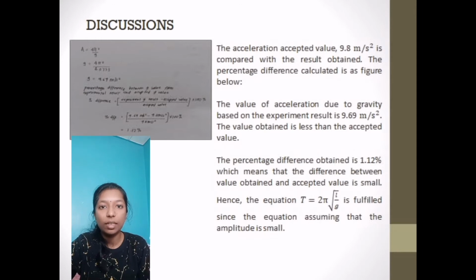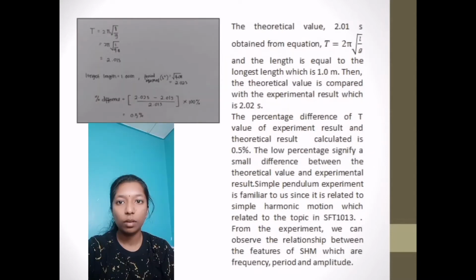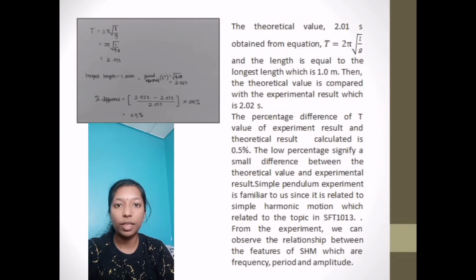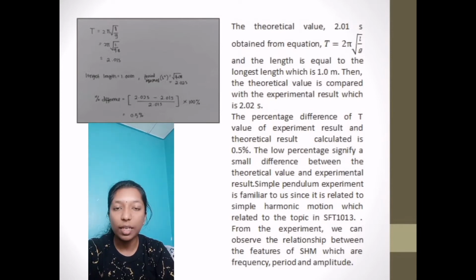Discussion from the results: the value of acceleration due to gravity based on the experiment result is 9.69 m/s². The percentage difference obtained is 1.12%, which means that the difference between the value obtained and the accepted value is small. The theoretical value for this is 2.01 seconds, obtained from the equation T equals 2π square root of L over g, with the longest length equal to 1.0 meter.